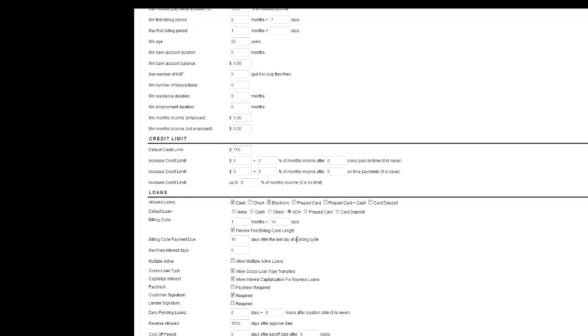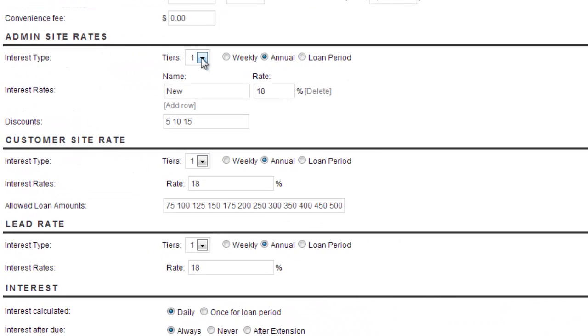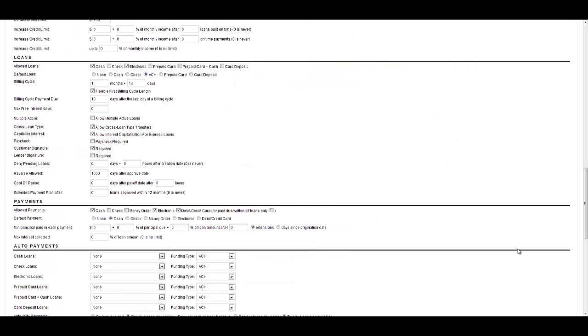A specific thing to note is that the interest type should be weekly or annual. Once per loan period cannot be used. Just make sure under admin site rates that you choose weekly or annual. Forget about the loan period section for this part.